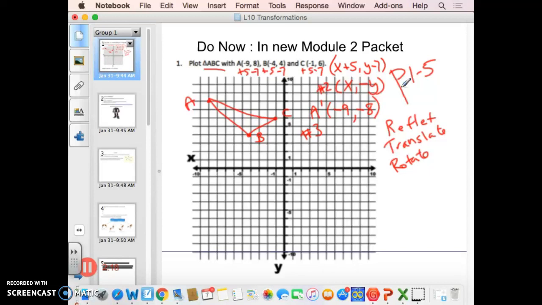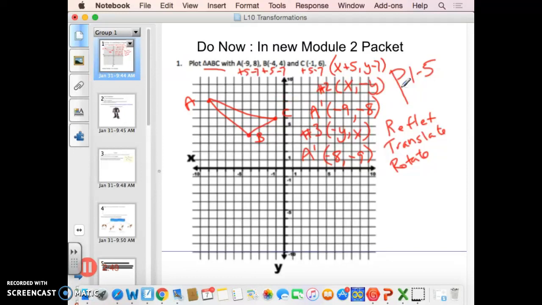For number 3, the rule is -y comma x. So you're literally going to take these coordinates and flip-flop them. So the 8 is going to come first, then the -9, and the y is going to become the opposite of what it was originally. So the original 8 was positive. This tells you to make it negative. And then graph those points and see where you end up.